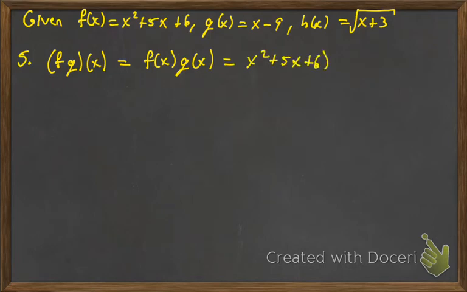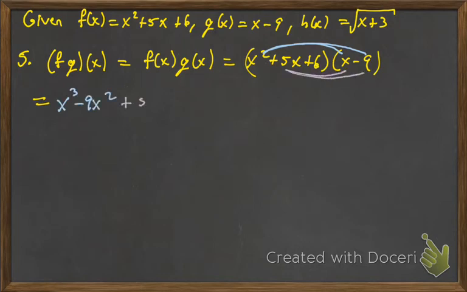Okay, so x squared plus 5x plus 6, and then x minus 9, and so we'll have to do the distributive property, distribute that x squared, distribute that 5x, and distribute that 6. And then we'll combine like terms.